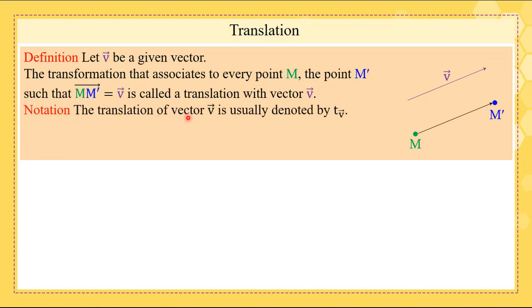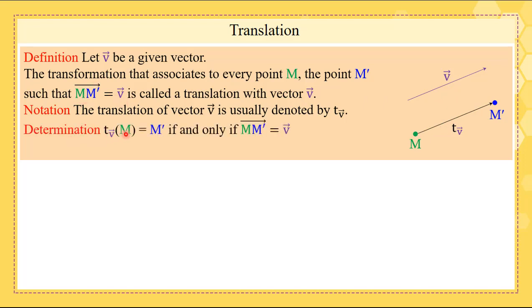Notation: the translation of vector V is usually denoted by T_V vector. Here V vector is written as index of T, and when we see this notation, we mean that we have a translation by vector V. Now geometrically, here we have a vector V, and we have a translation by this vector that transforms M onto M prime. In this case, MM prime vector and V vector have the same sense, same direction, and same magnitude. That's why we write MM prime vector is equal to V vector.